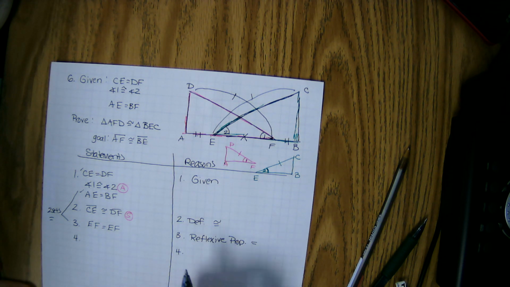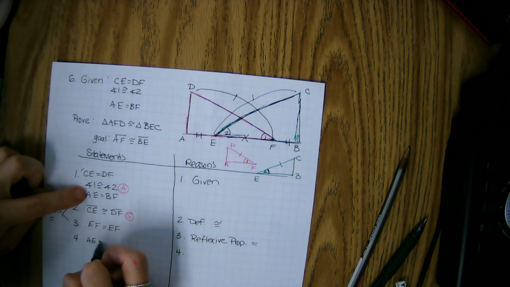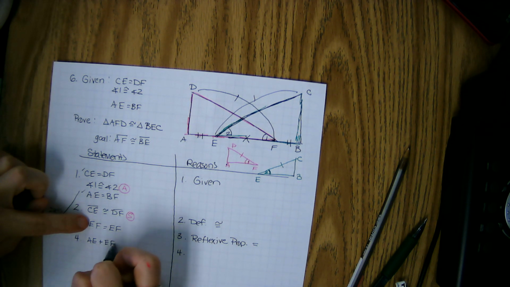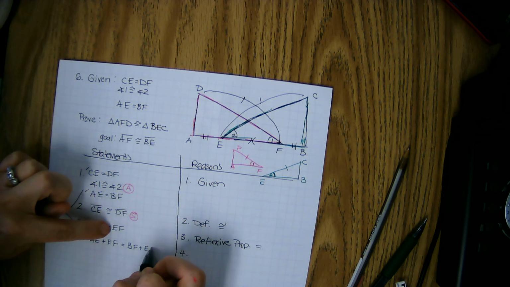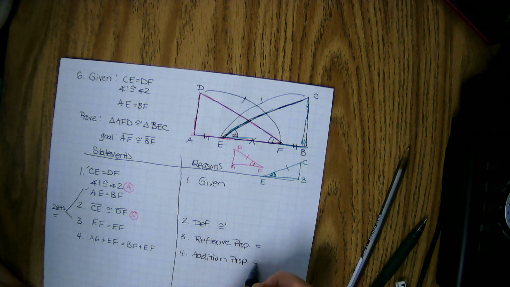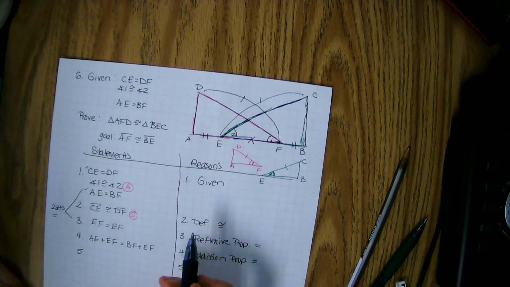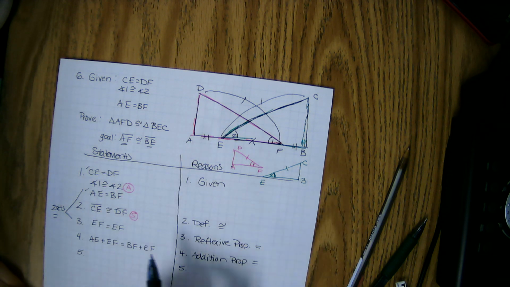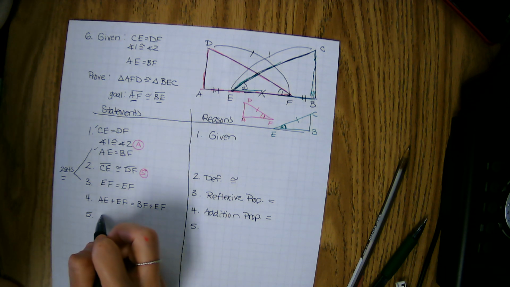Okay, so now I have 2 sets of equals, so I can take AE plus EF equals BF plus EF. So if I add equals to equals, I get equals. So addition property of equality. Now I need to get AF on the board. My goal is to get segment AF congruent to segment BE. So if I can get them equal first, then I can easily switch them to congruency.